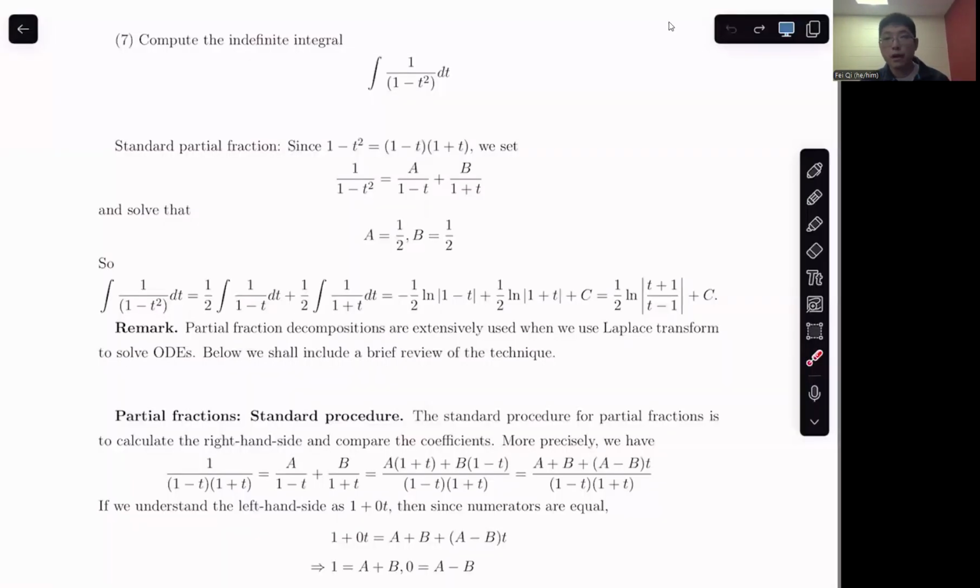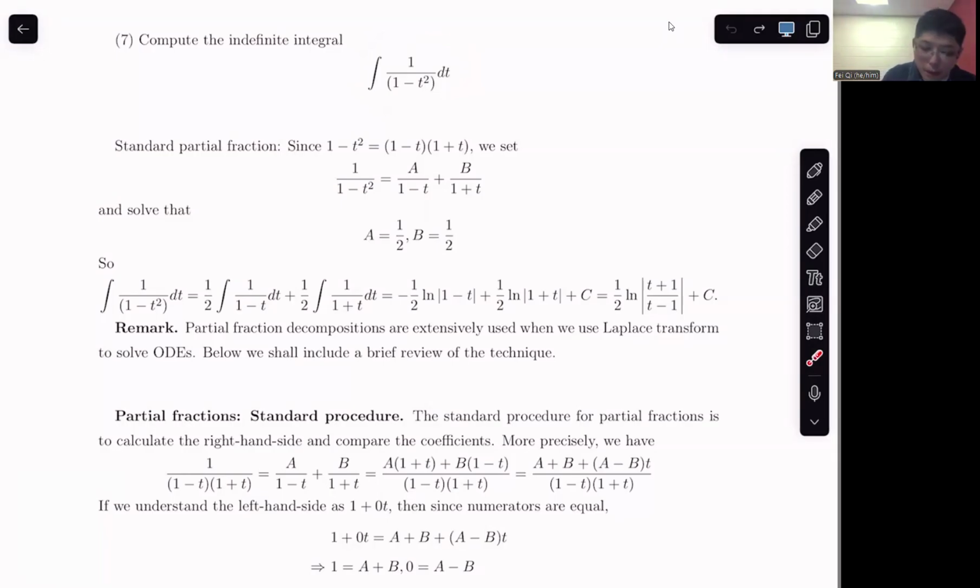So I decided to expand the solution of problem 7 and include more details about the cover-up method. As a result, I have to make the video once again, so let me just start from scratch. Number 7, the problem statement asks you to calculate the indefinite integral of 1 over 1 minus t squared.